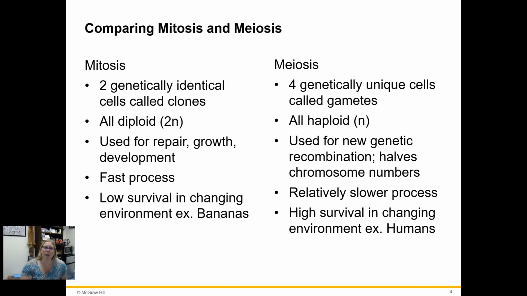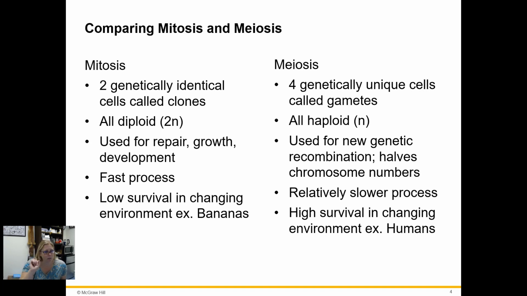But when we talk about mitosis and meiosis, one of the things that I really like to do in a seated class, and I'd like you to think about in an online class, is when I'm comparing something, I have to give both sides of whatever it is I'm comparing. So if I say that mitosis produces two genetically identical daughter cells called clones, I have to then look at meiosis and say, well, what's the equivalent of that for meiosis? So for meiosis, I'm producing four genetically unique cells called gametes.